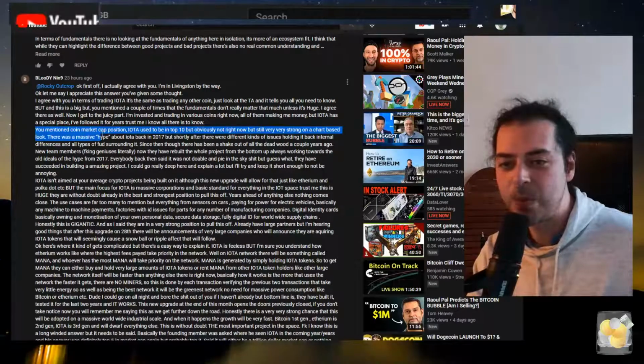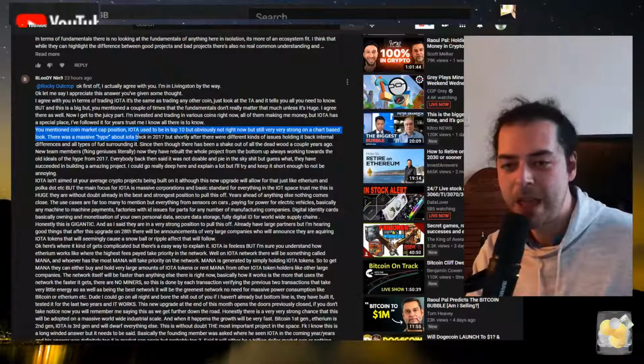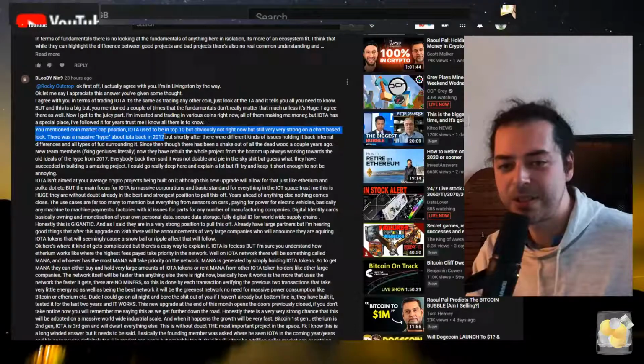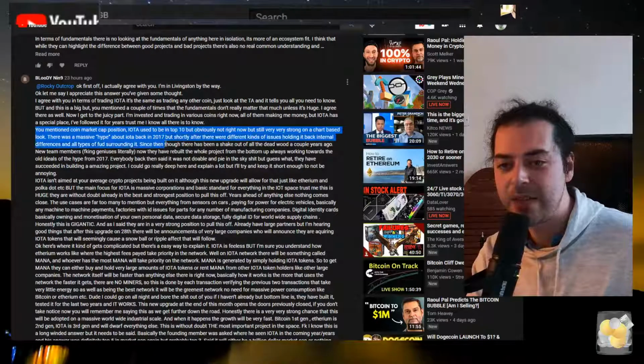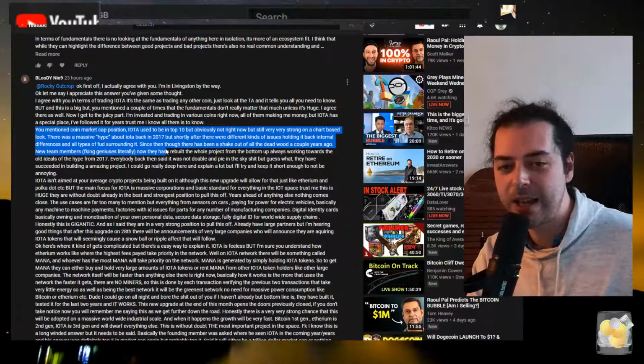Now, we talked about the coin market cap position and how IOTA used to be in the top 10, but obviously not right now, but still very, very strong on a chart-based look, he's saying. There was a massive hype about the idea back in 2017, but shortly after, there were different kinds of issues holding it back, internal differences and all types of FUD surrounding it. Since then, though, there has been a shakeout of all the deadwood a couple of years ago.